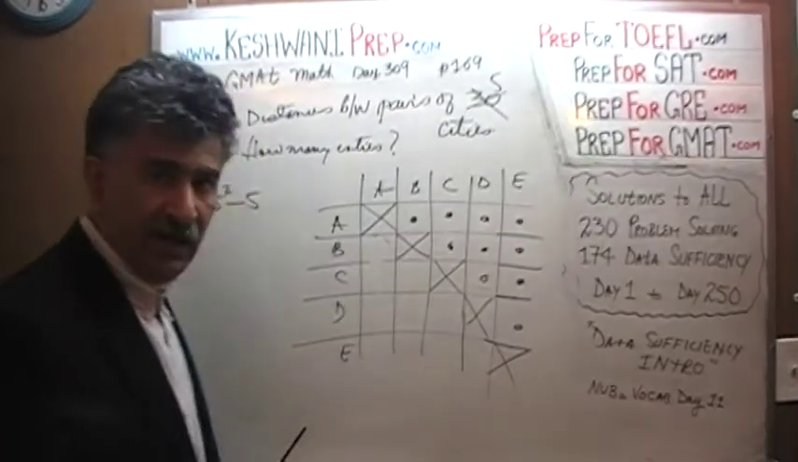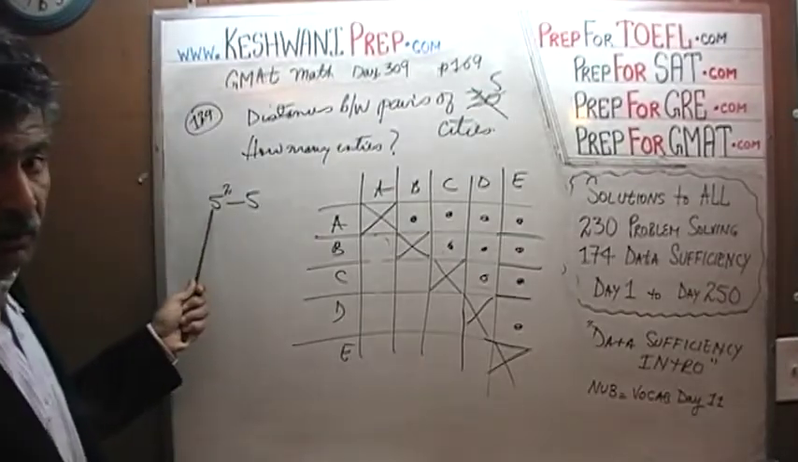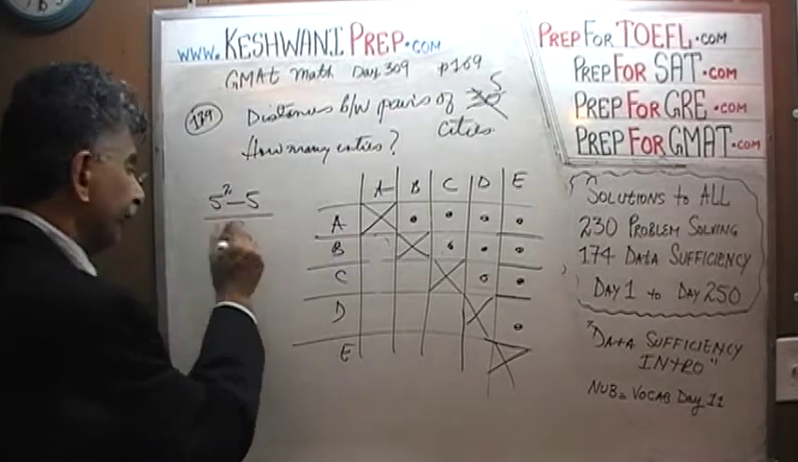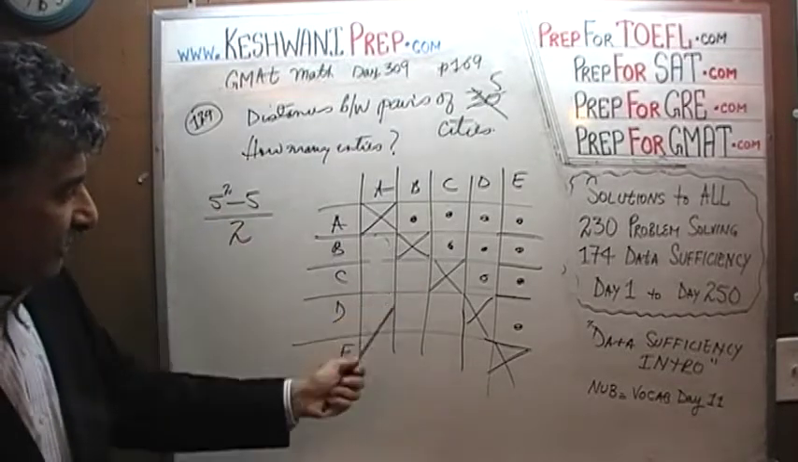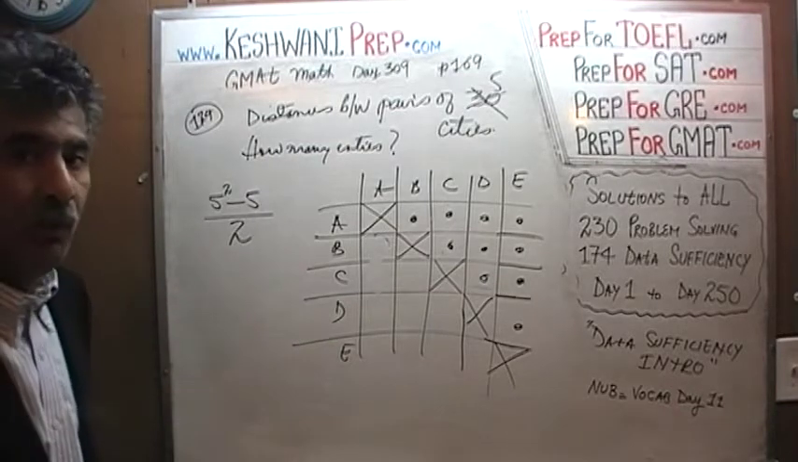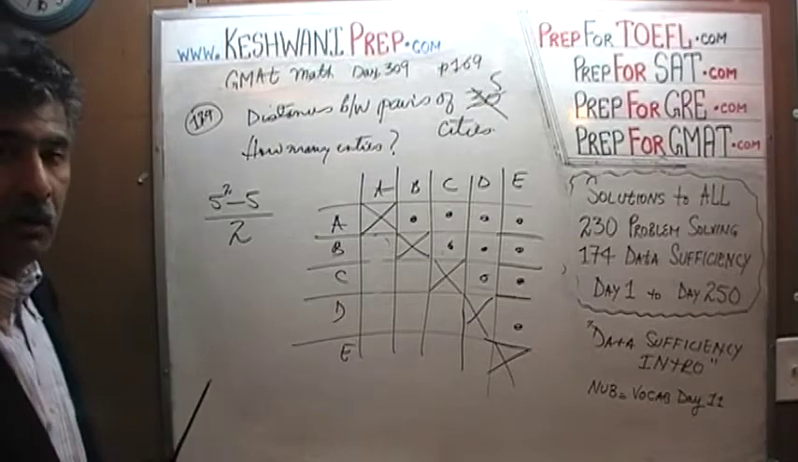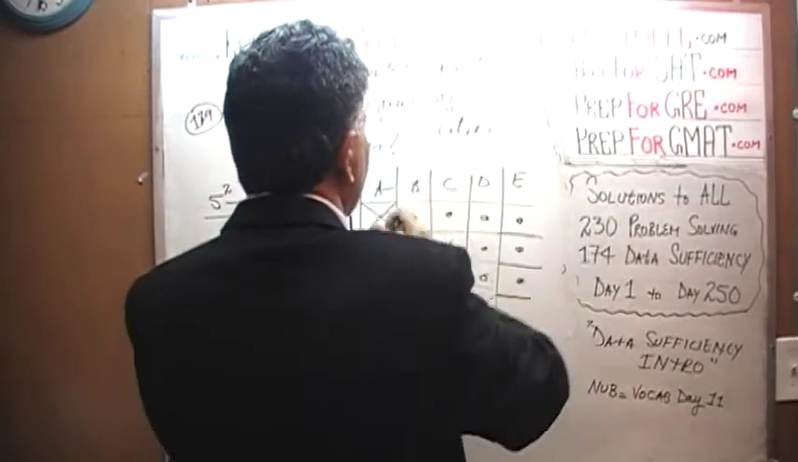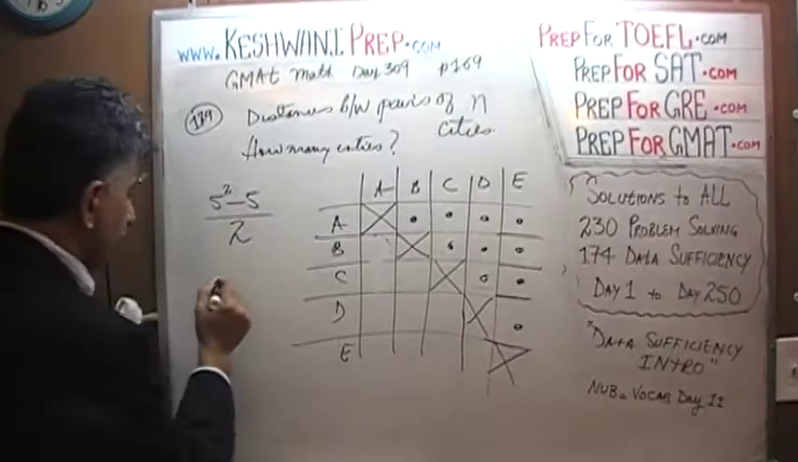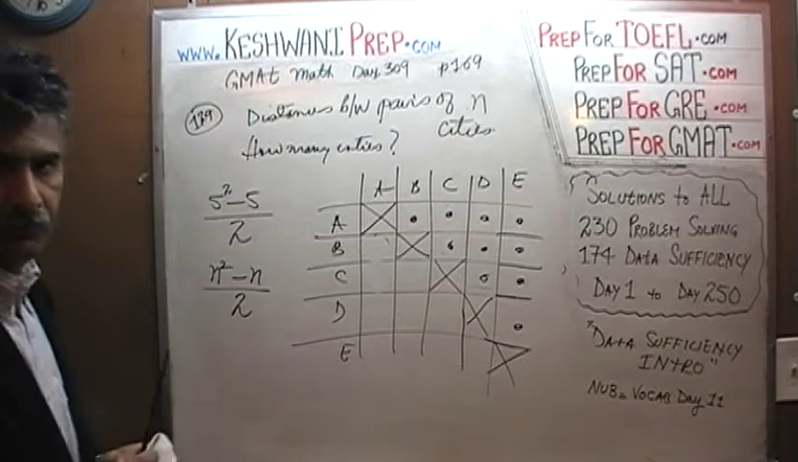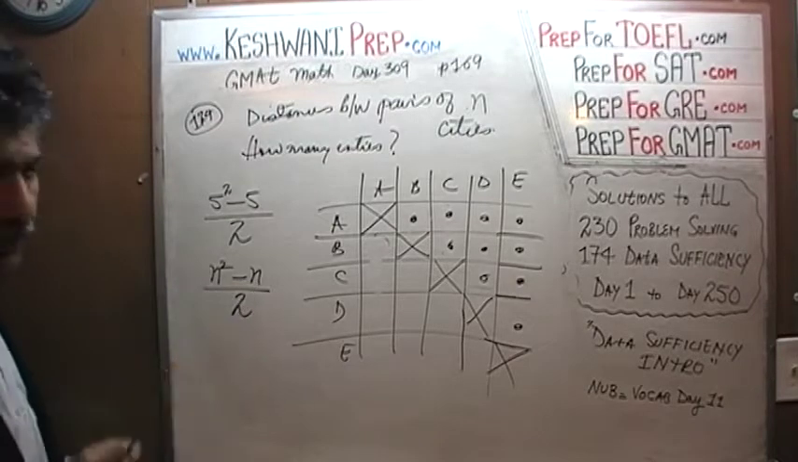So how many entries do we have? We do not have 5 squared. We do not have 5 squared minus 5, but we have half as many, because the bottom half is the same as the top half. That's all it is. Now we can figure out our pattern, our formula. The formula is that if we have n cities, then it is going to be n squared minus n over 2.